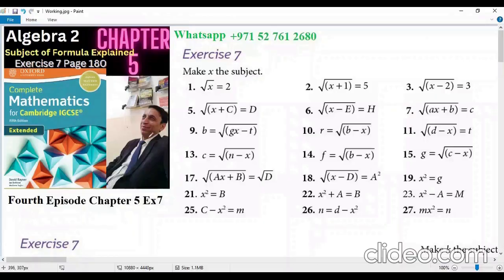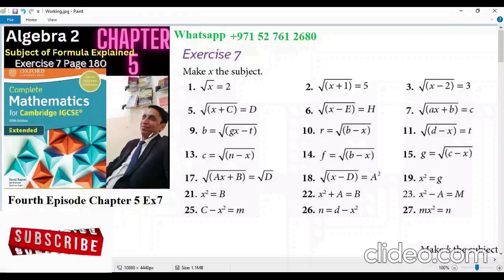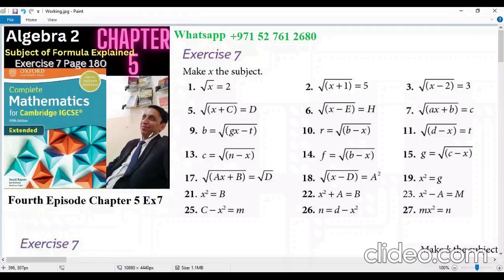Hello everyone. This is the 4th episode of chapter 5, exercise 7. In the previous video we discussed exercise 6, and this is exercise 7 on page 180. If you have this book physically available with you, you will find this exercise on page 180.